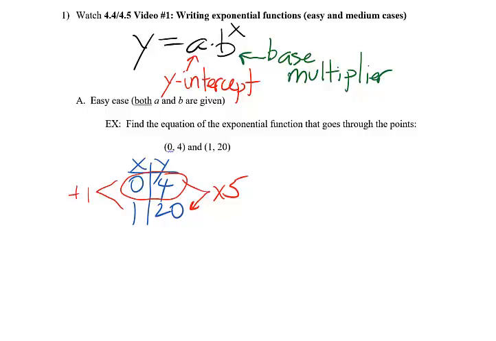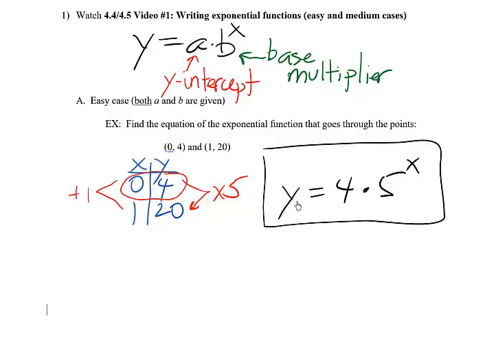Well, if I put these two pieces of information together, I now know the A, the y-intercept, is 4. The B, the base multiplier, is 5. I can simply write down my equation right now. I'll get y equals 4 times 5 to the x. That would be the final answer. That's the exponential function that goes through the 2 points given.